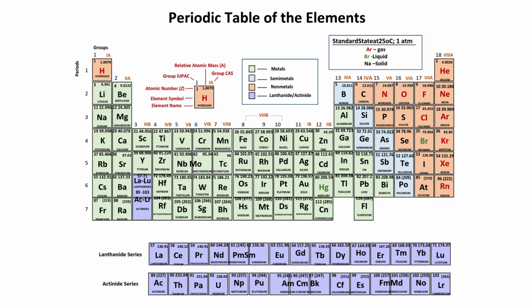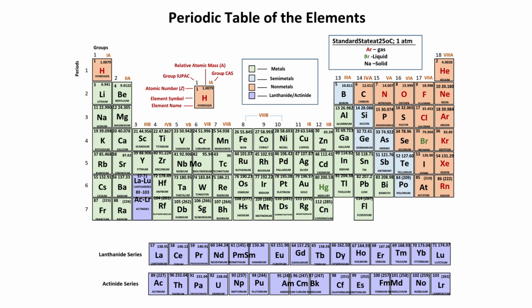The periodic table also helps us predict element properties. Atomic size decreases across a period and increases down a group. Electronegativity, the ability to attract electrons, increases across a period and decreases down a group. Ionization energy follows a similar trend to electronegativity. These patterns are called periodic trends, and they make chemistry much easier to understand.